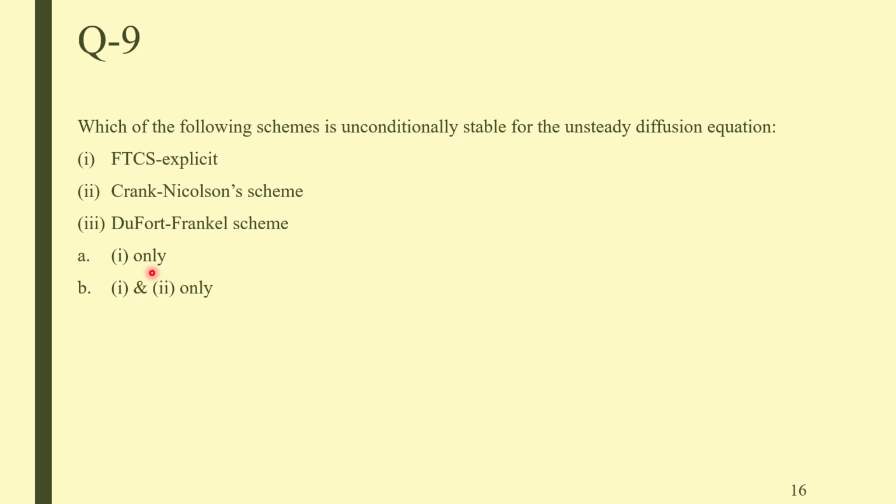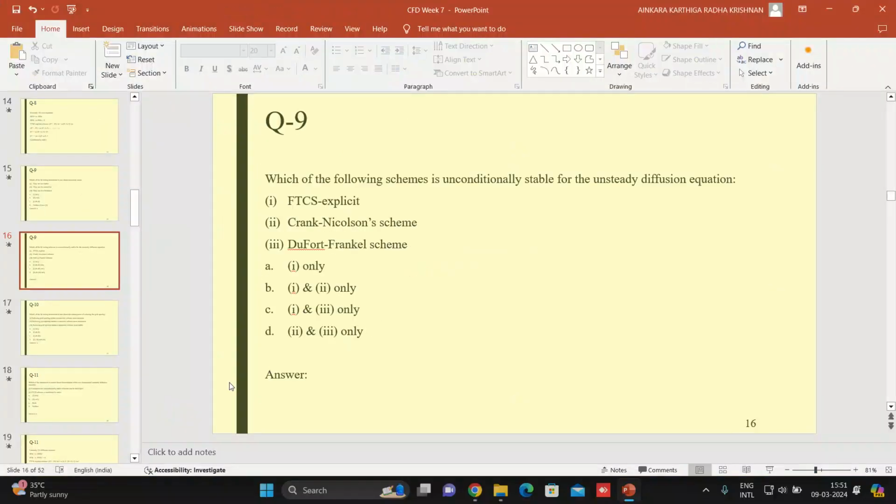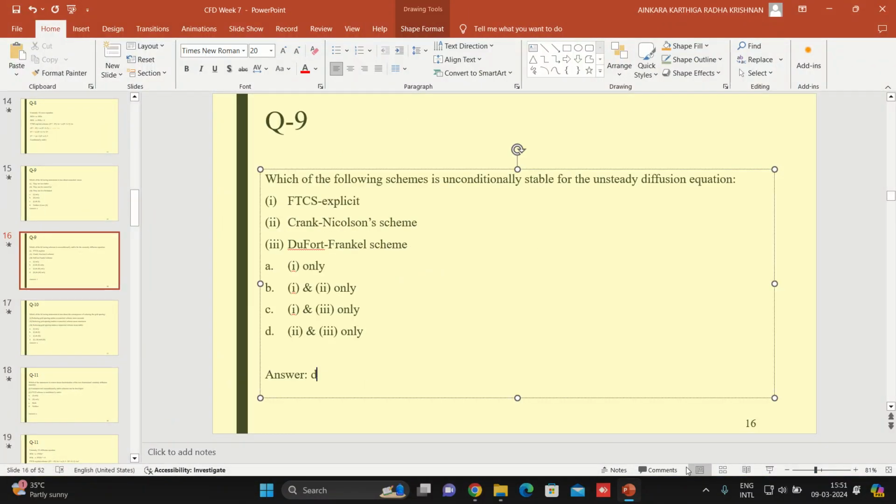Option A, 1 only. Option B, 1 and 2. Option C, 1 and 3. Option D, 2 and 3 only. As we have said, the first is false. So we are left with 2 and 3, because the first one gives conditional stability, and the second and third give unconditional stability. So the answer is option D.